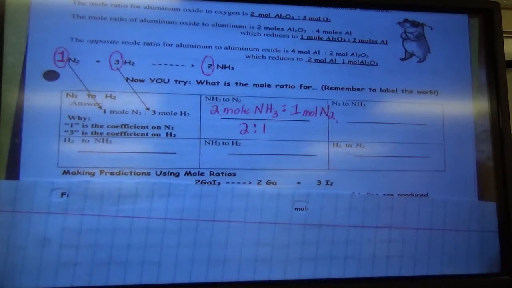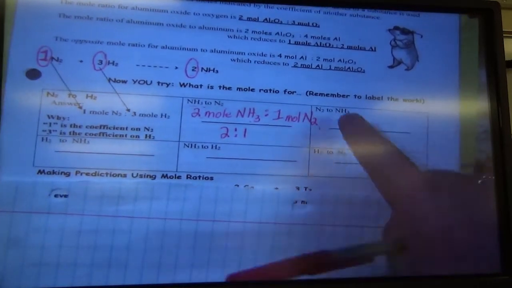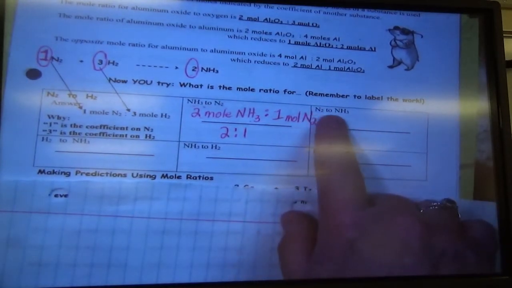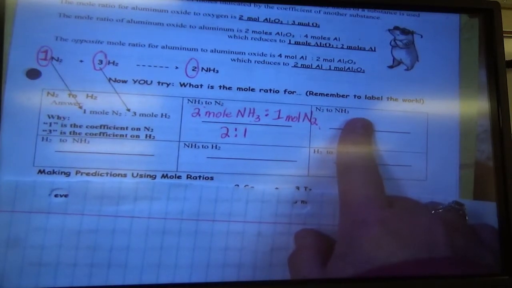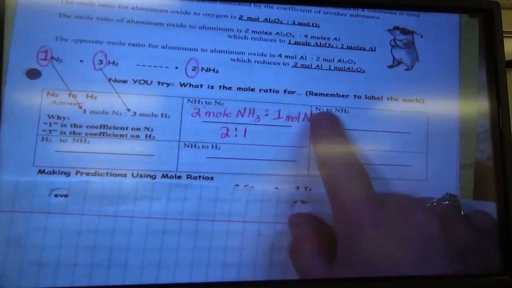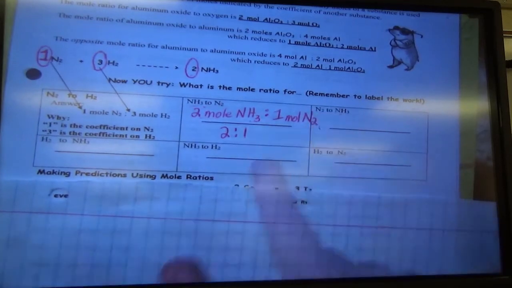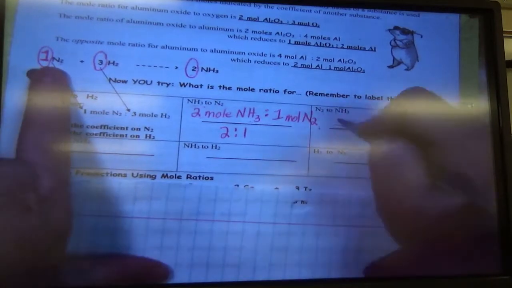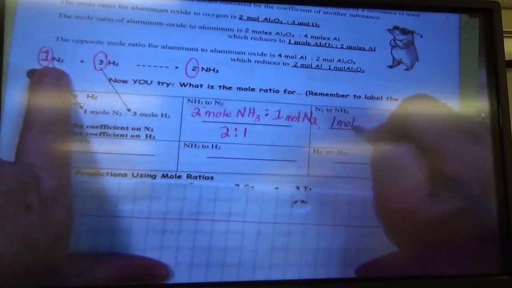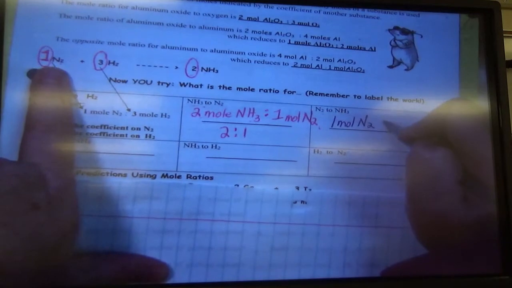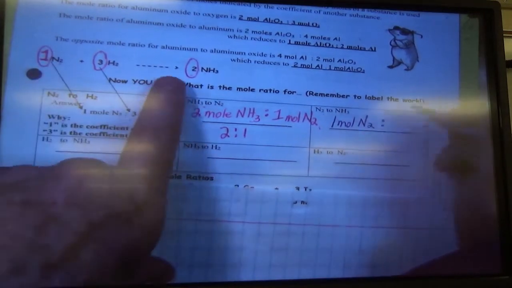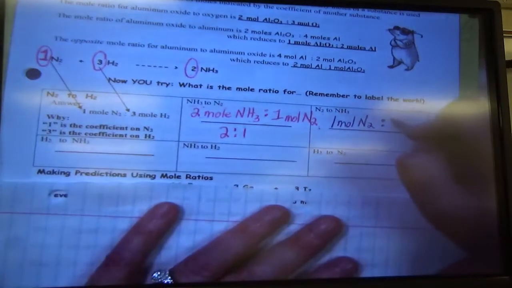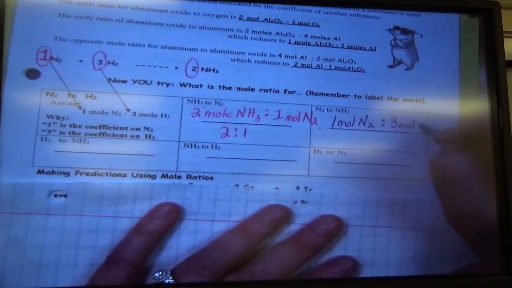Okay, let's try another one. Notice here it's the opposite. On this one it says nitrogen to ammonia. Ammonia is the NH3. So look at nitrogen. Since it's first, we're going to do it first. What's the coefficient for nitrogen? 1. Okay, so 1 mole of nitrogen for every, okay, how many moles of NH3?